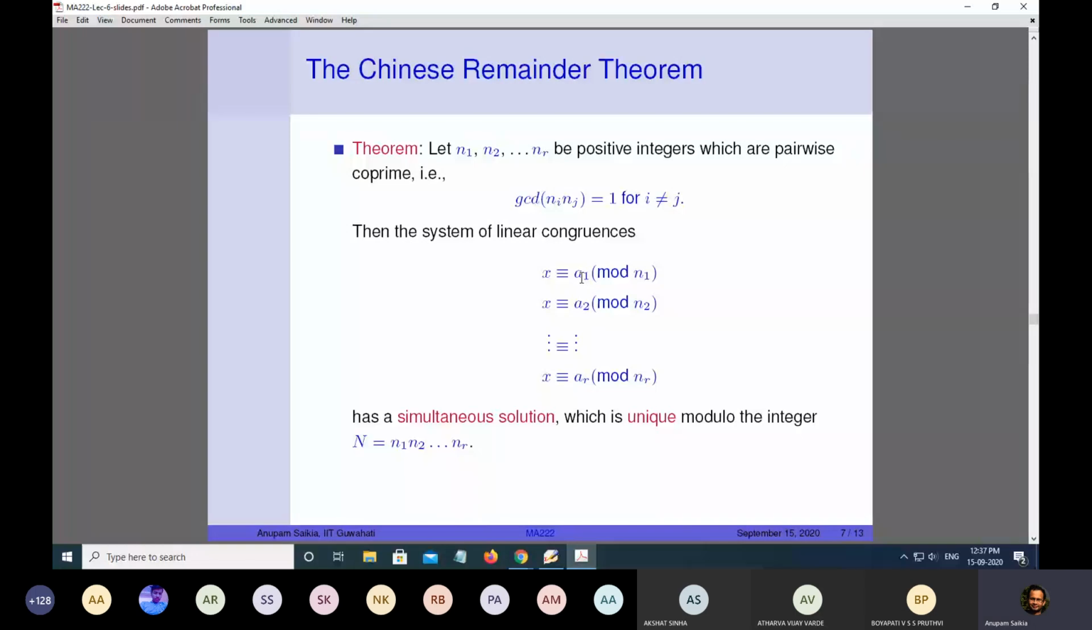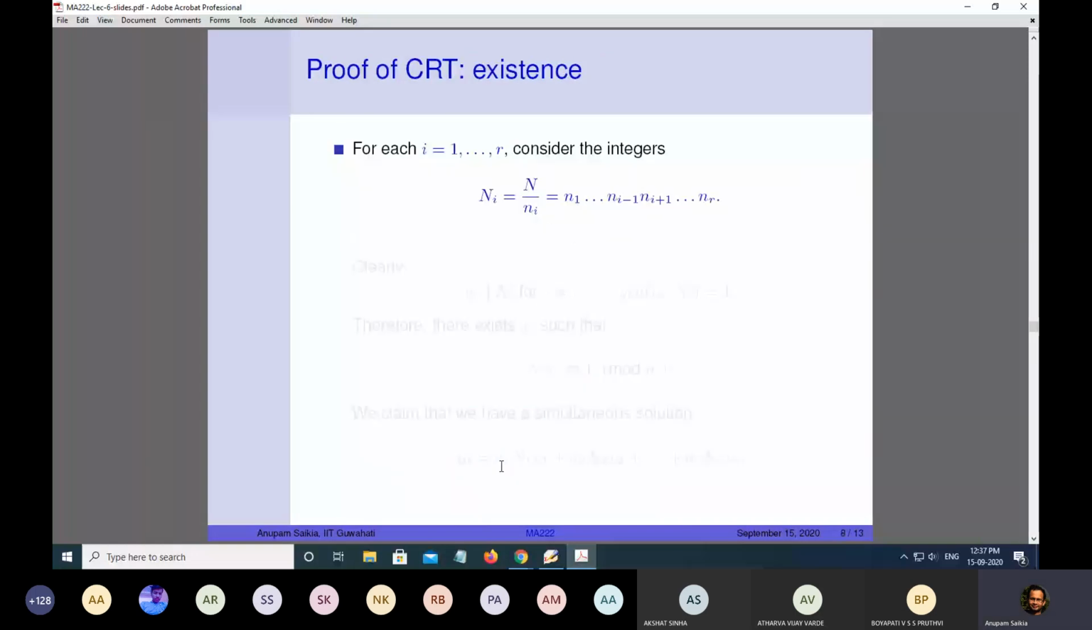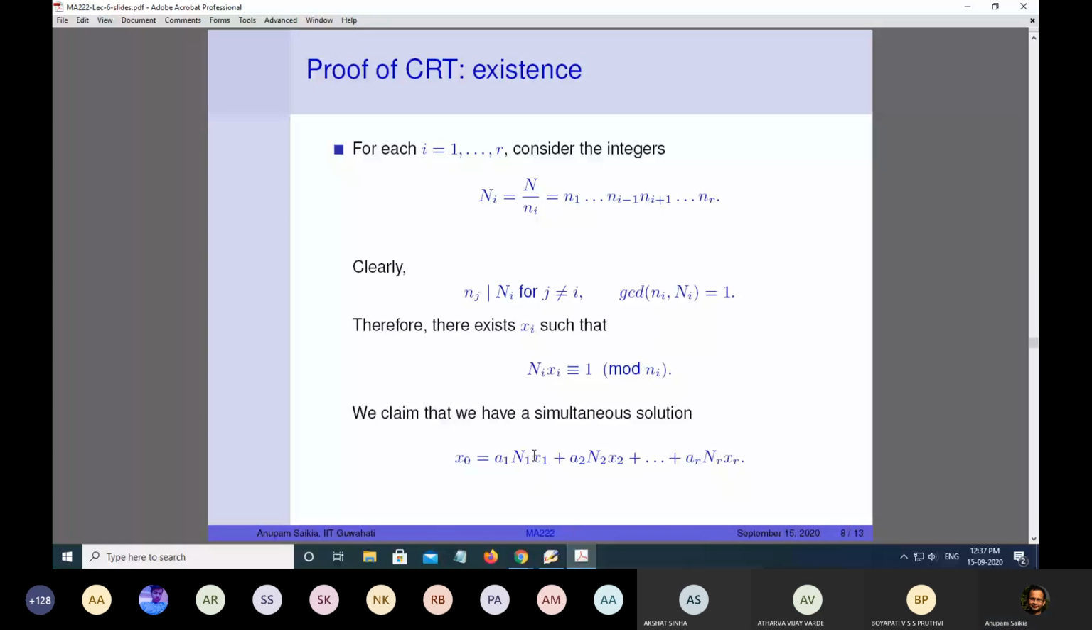Okay, this is the A1. A1 N1 X1. Okay, like this. Now what do I need to check? I need to check that modulo N1, it is A1. Modulo n2, it should be a2. Modulo small nr, it should be this. Okay, that's what I have to check.